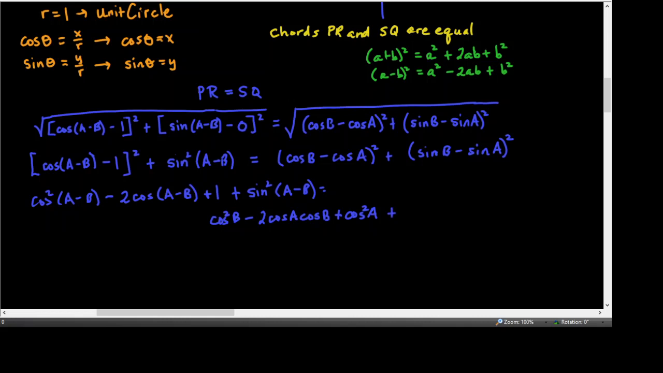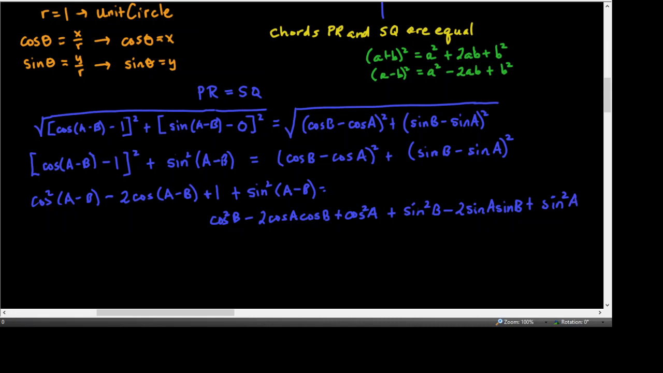squaring the other one, that will be sine squared b, minus 2 sine b sine a. And again, I'm going to put those more or less in alphabetical order. So I'm going to write sine a sine b instead of what I originally said, plus sine squared of a.